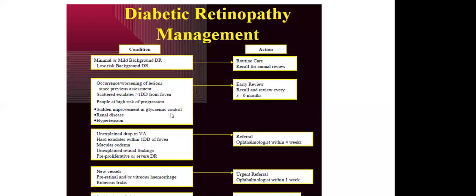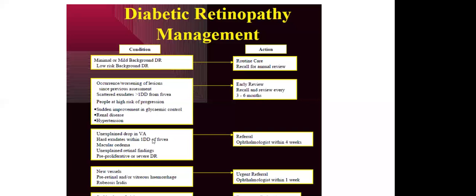If there are more severe features, okay, like lots of exudates, lots of hemorrhages, or there are other associated factors like poor control of the sugar, sometimes it improves suddenly, there is a fluctuation of the sugar, or there is associated hypertension and renal disease, you have to review the person. If the person has not developed new vessels yet, you have to review the person earlier. So between 3 to 6 months, the person should have the eyes examined.